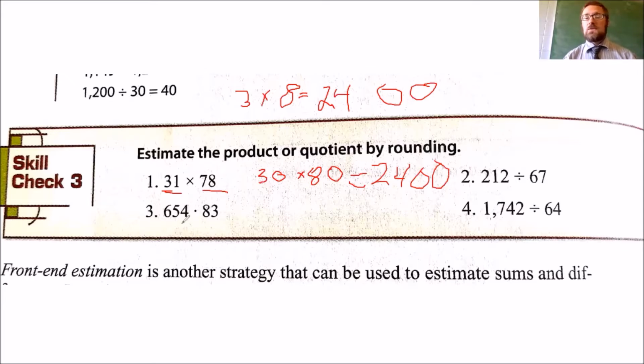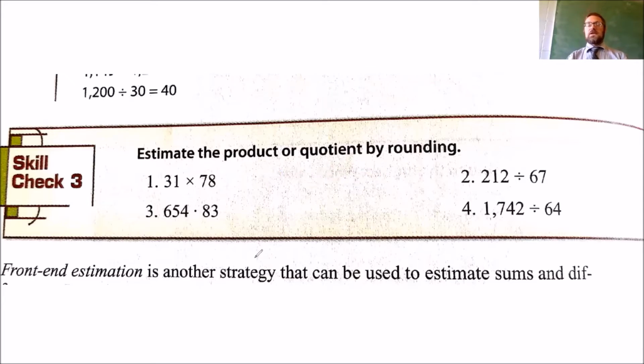All right, I'm going to skip down to number 3 because it's another multiplication, and I'll do 2 and 4. Number 3, we look at the two numbers. We've got one that goes to the hundreds and one that goes to the tens. We want the smaller one that goes to the tens. So we're going to round both of them to the 10.